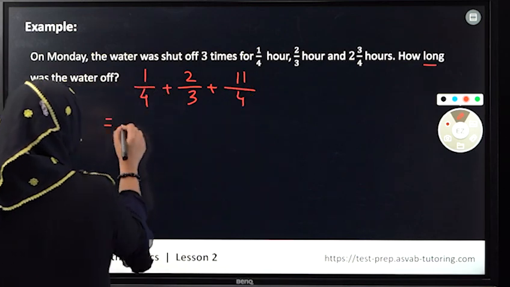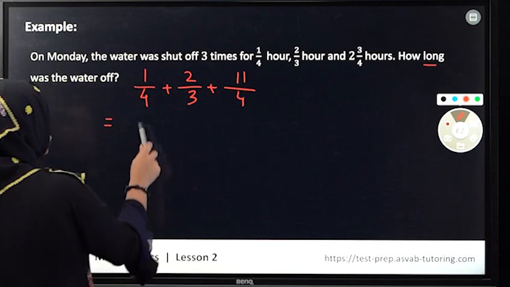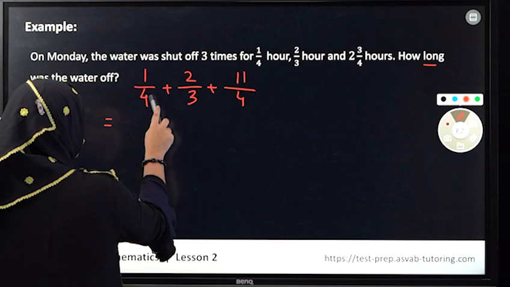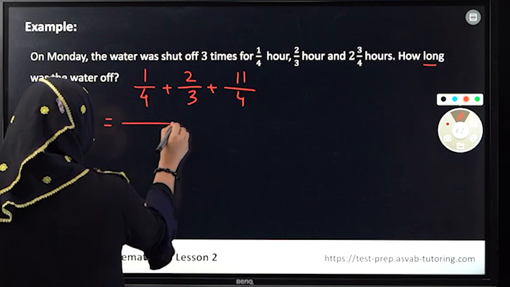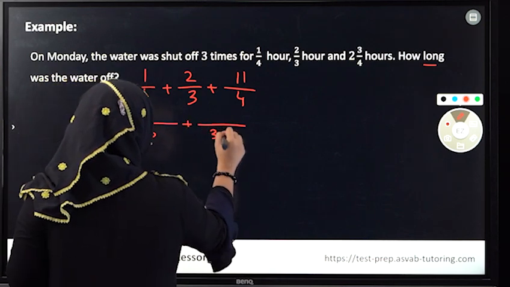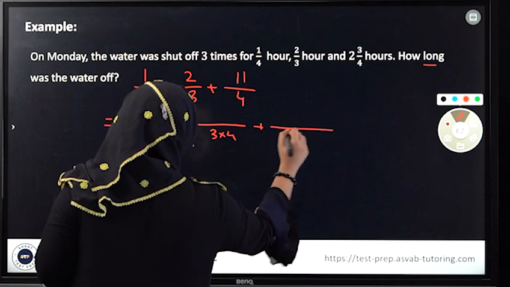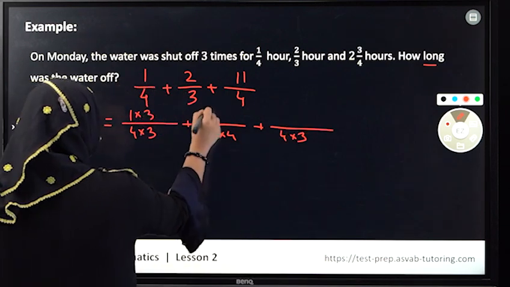Now what? Now you need to convert all of these in the same way. What we can do is, you can actually do 4 times 3 as 12, 3 times 4 as 12, again 4 times 3 as 12. So that's like the easiest way. So you can do 4 times 3, 3 times 4, again 4 times 3, which means that the same goes to your numerators.